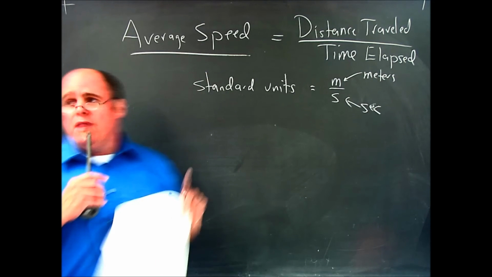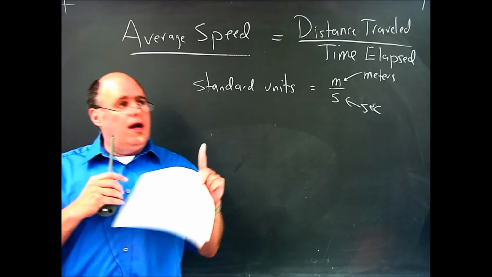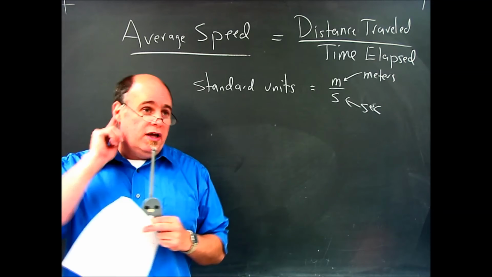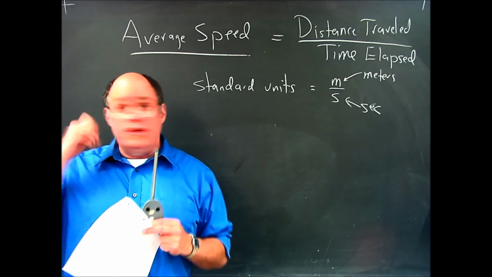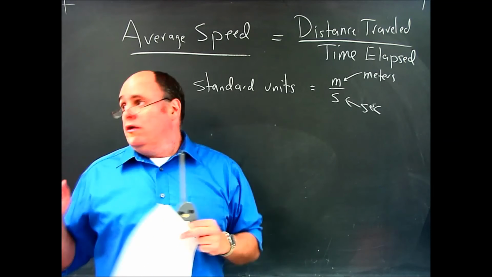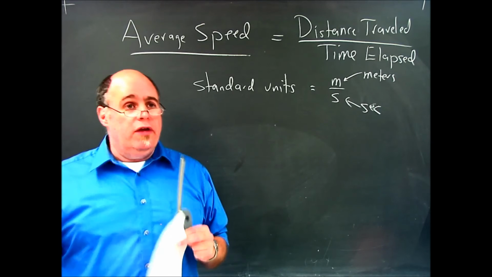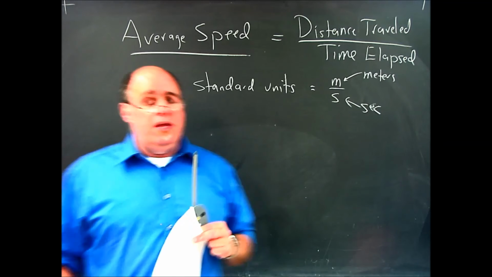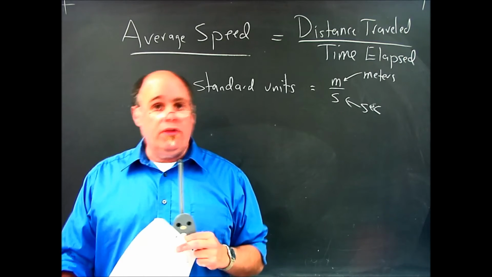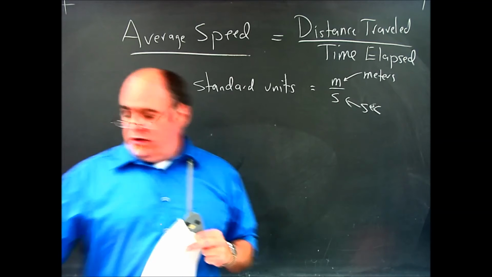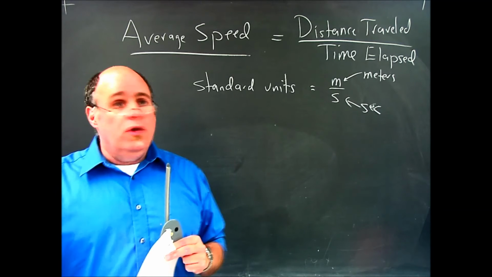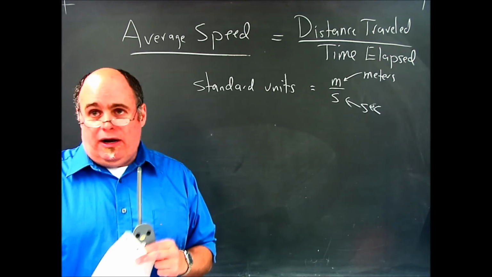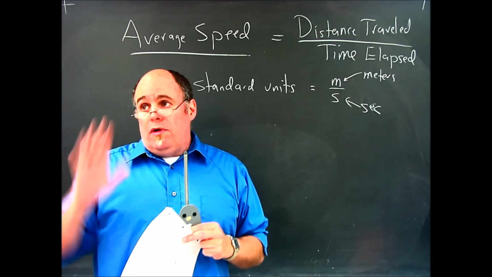Standard units are meters per second, but you can really use any units whatsoever, as long as we're not talking about an object that's accelerating. So if you took a trip up to New Hampshire from Boston, you might find that in the Boston area, your average speed on the highway might be something like 10 miles per hour, and it might take you about an hour to get out of the Boston area, and then you might find that your average speed well north of Boston might be something like 60 miles per hour.